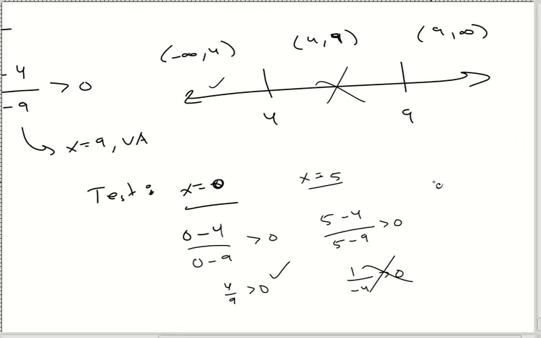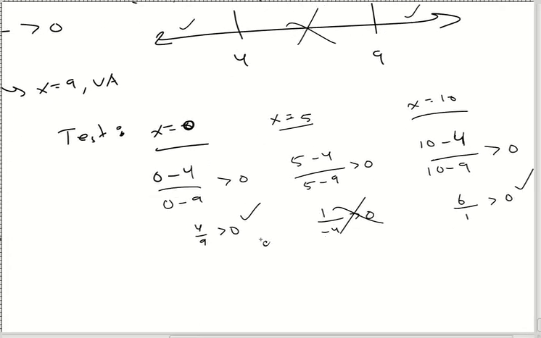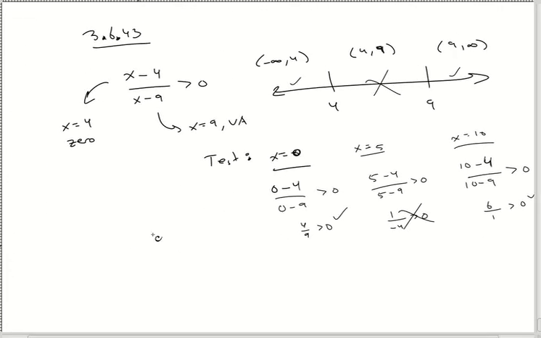Last one, let's test what's more than 9? 10. Wait, hold on. It's x. I got 10 minus the 4, and 10 minus the 9. Okay, there we go. And greater than 0. So I got 6 over 1. Is that greater than 0? Yes. Works, doesn't work, works, doesn't work. Okay, cool. So my answers then would be negative infinity to 4, and then from 9 to infinity.